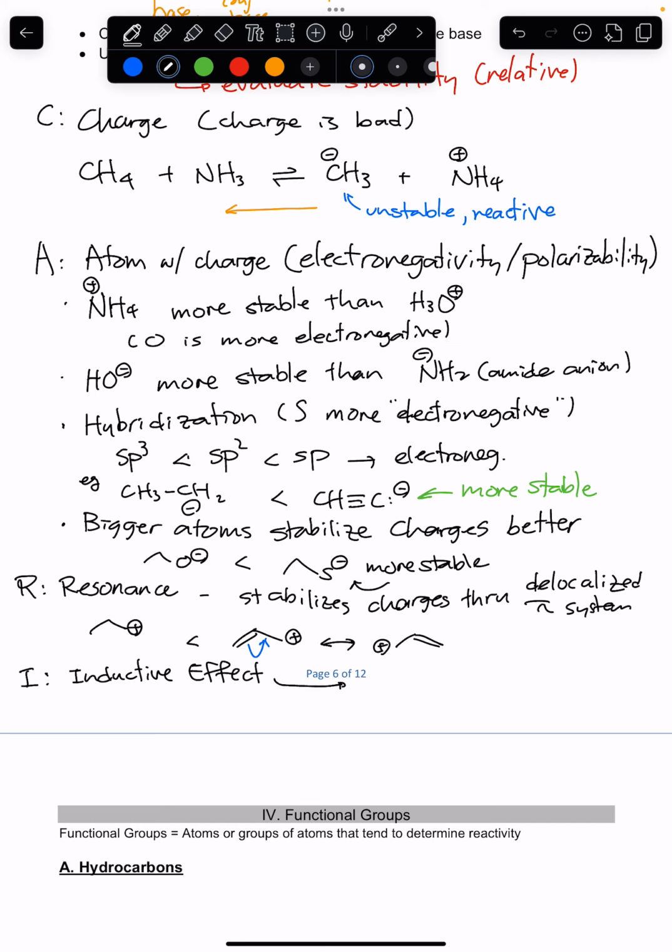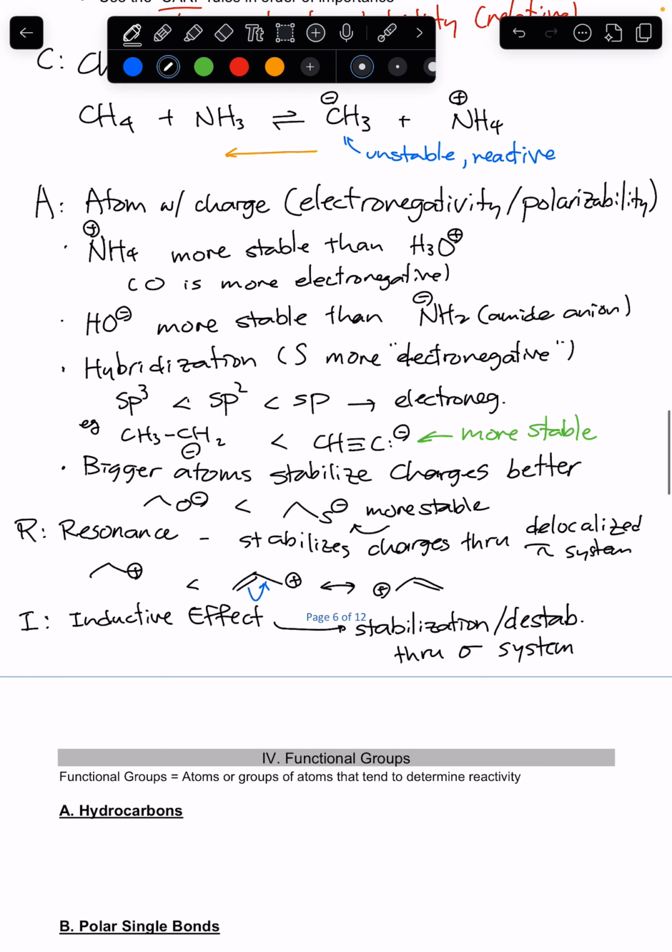What does that mean? This means that this happens through stabilization, or conversely, you could think of it as destabilization, through the sigma system. That just means through a regular single bond. Inductive effect just means because of the difference in electronegativity, a particular atom might pull electrons toward it more than the others.